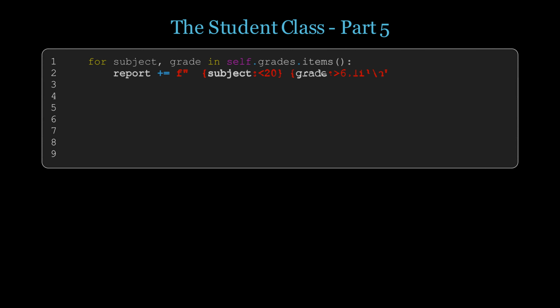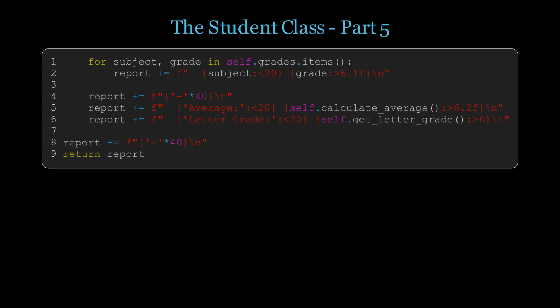Now we continue building the report by iterating through all subjects and grades, then adding the calculated average and letter grade. This completes our professional-looking report. We iterate through grades.items to get each subject and grade pair. The formatting here is special.